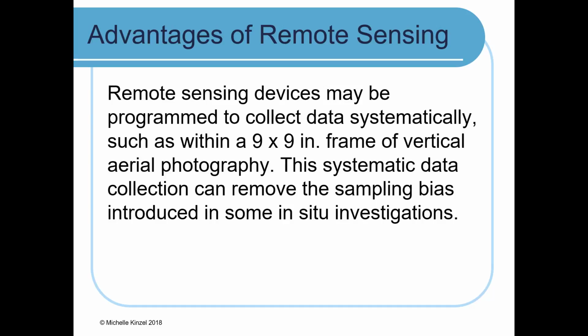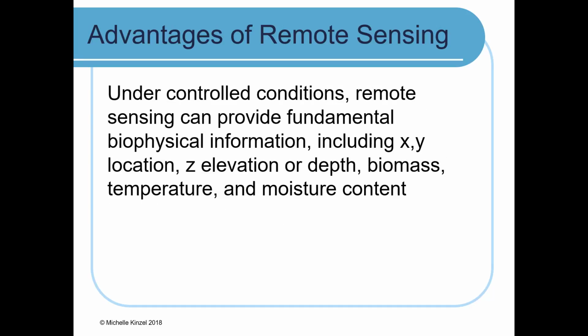Remote sensing devices may be programmed to collect data systematically, for example, a 9 by 9 inch frame of vertical aerial photography, and this systematic data collection can remove the sampling bias that is introduced in some in situ investigations. And in this case, in situ is referring to in the field or in the real world.